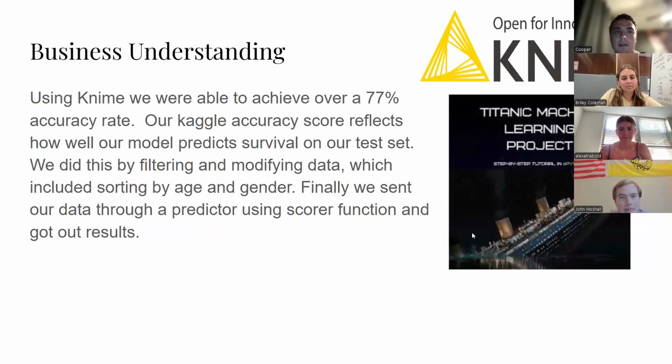Okay, this is a little bit about the business understanding. So what we did is we used KNIME and we were able to achieve our goal of a 77% accuracy rate. And this accuracy score reflects how our model predicts on our test. How we did this is we filtered and modified data, which included sorting by age and gender. And then finally, we sent our data through a predictor using the score function and we got our results.